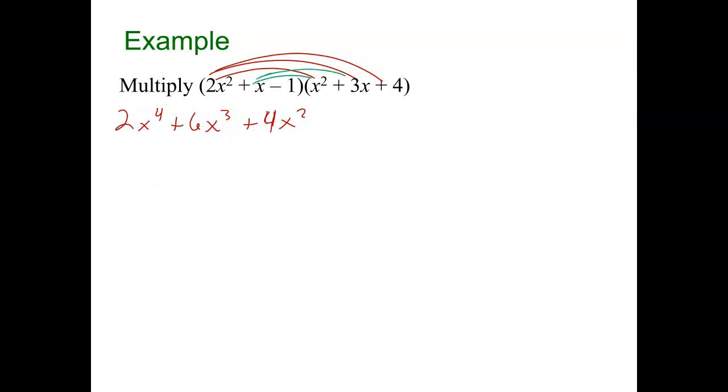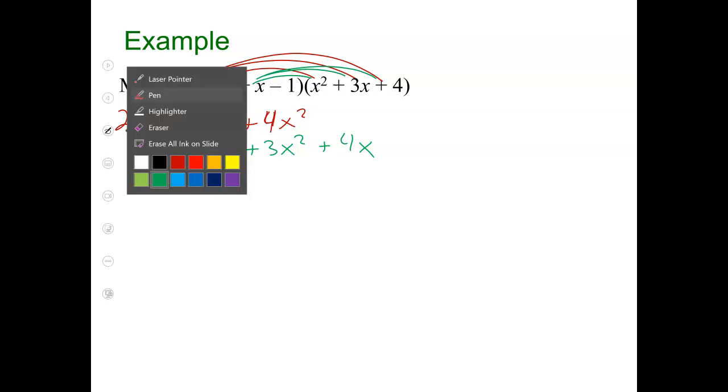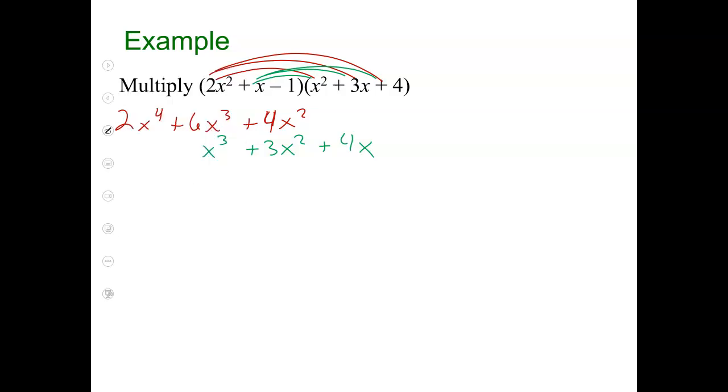So x times x squared gives me x to the third. Write it underneath 6x to the third. X times 3x gives me 3x squared. X times 4 gives me 4x. So when you have those powers that match, just line them up underneath, and it kind of groups everything for you for combining like terms. And then we'll do the last set.